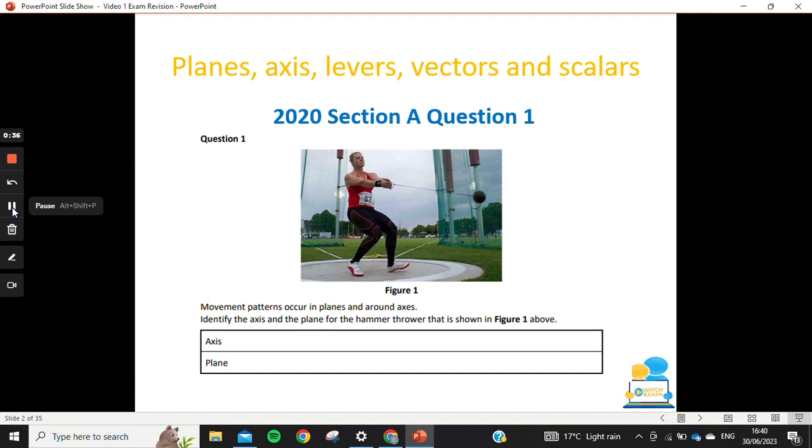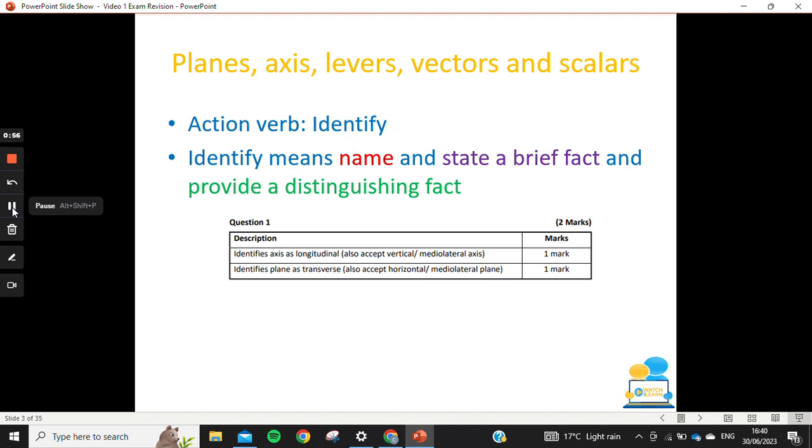So a common question that can come up is different movements in the different planes and axes. Here in 2020, question 1, we were asked to identify the axis and plane of the hammer thrower in the figure above. It's important to look at the action verb that the exam is using and what we are being asked to do. So here we're being asked to identify.